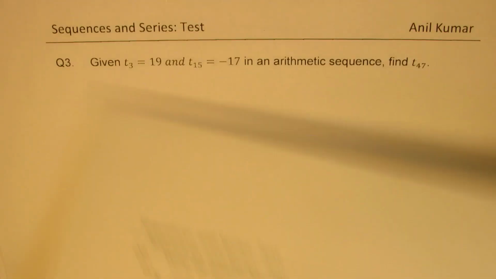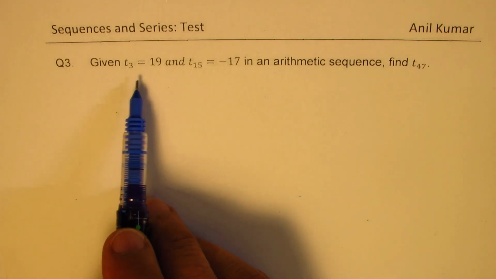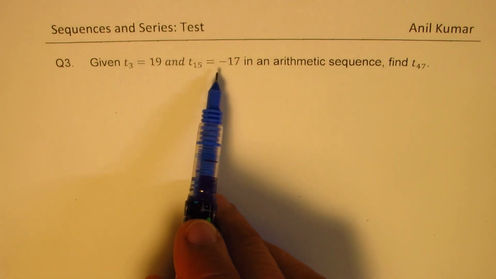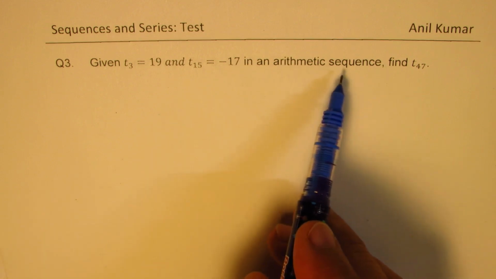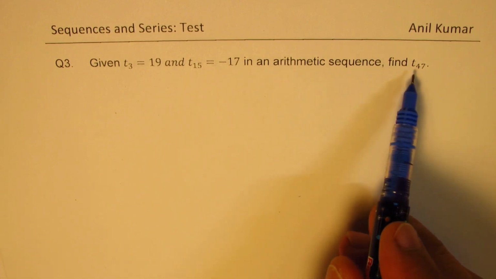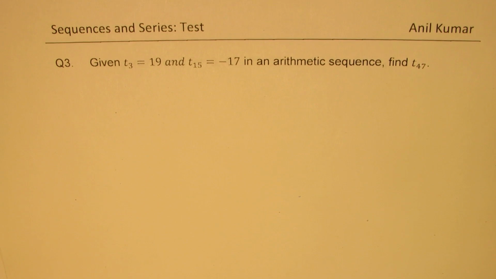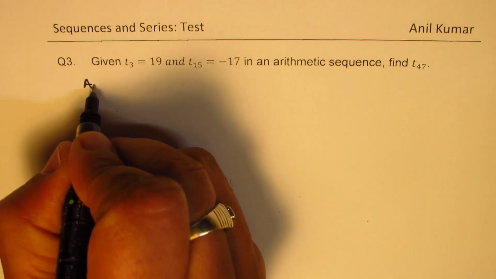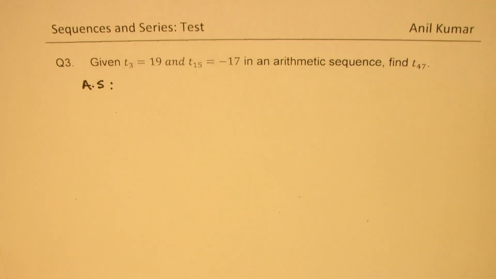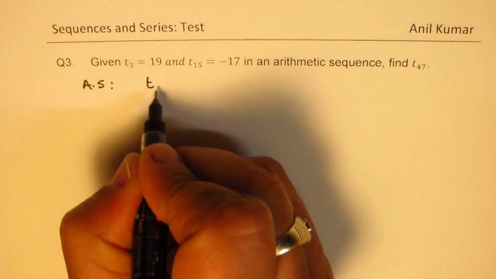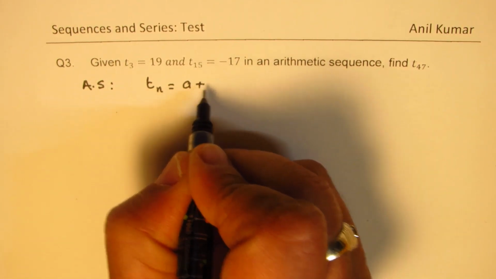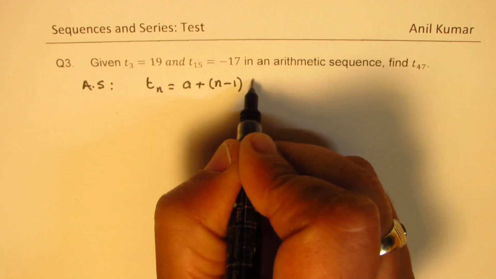Perfect. Now let's take question number 3, which is, we are given that T3 is 19 and T15 is minus 17 in an arithmetic sequence. Find T47. So we have an example of arithmetic sequence. Now in an arithmetic sequence, you know what the nth term is, right? You can write Tn equals a plus n minus 1 times d.